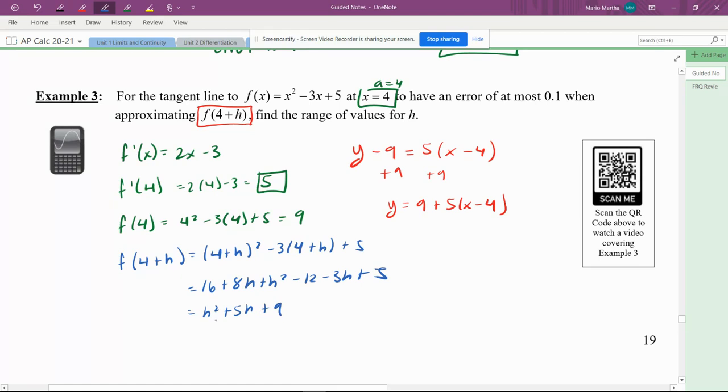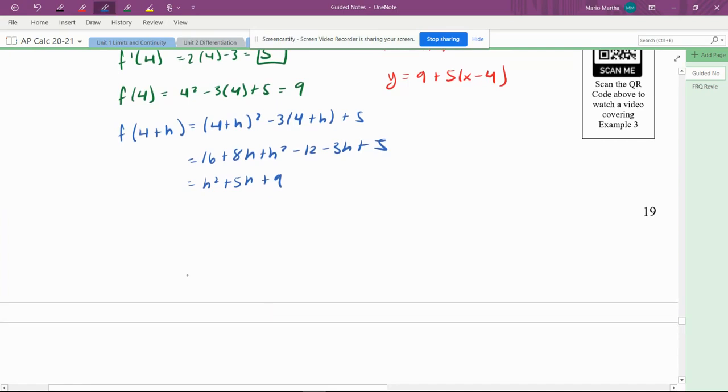Okay? And then to figure out the linear approximation, we're going to say that f of 4 plus h is approximately equal to L of 4 plus h, because that's pretty much what we're trying to figure out. We're trying to minimize the error here. So one of the things we can do is plug it in. That's going to be equal to 9 plus 5 times 4 plus h minus 4. These two go away, and we're left with 9 plus 5h.